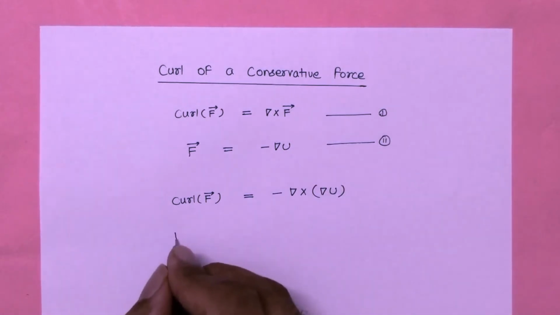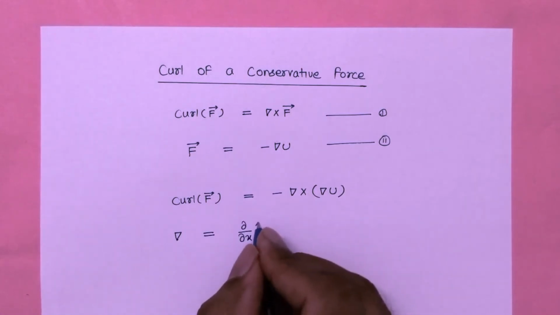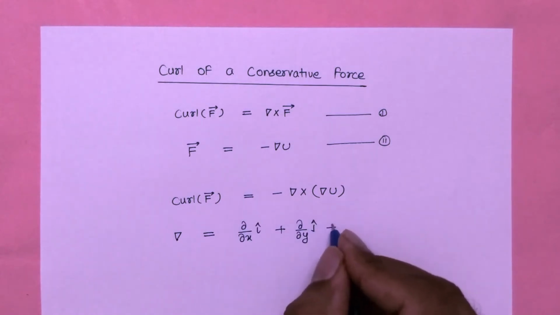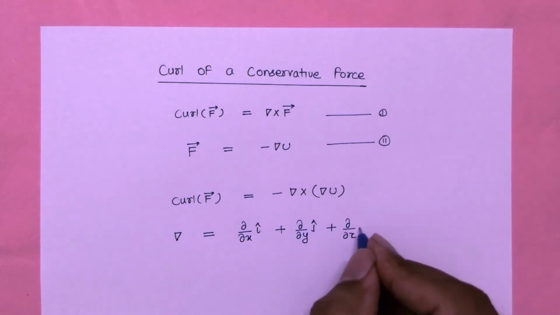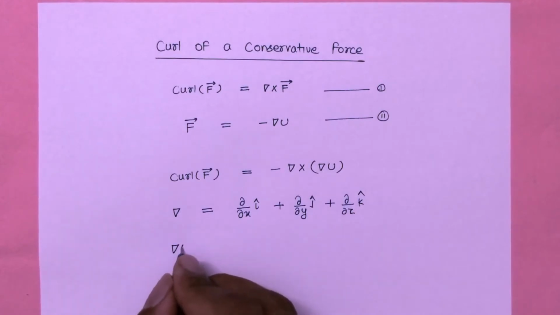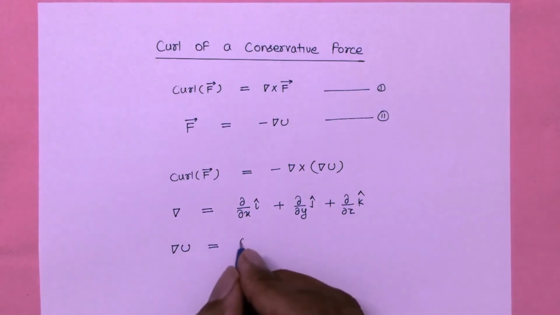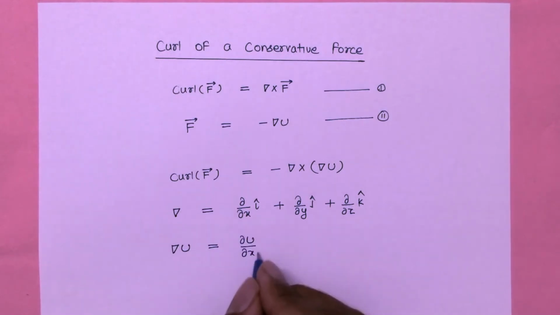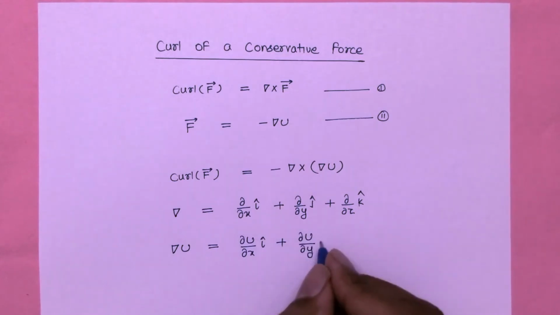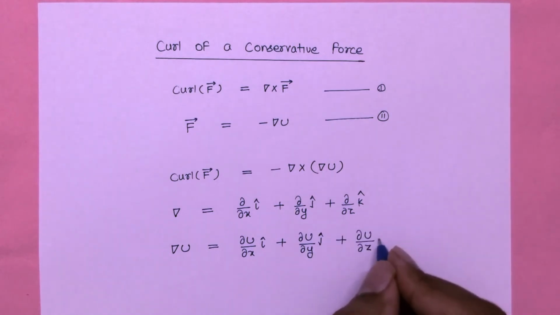Here we can see that two operators are operating. First one is the cross product and second is the dot product. Tension vector, we know that del is equal to partial over partial x i cap plus partial over partial y j cap plus partial over partial z k cap. Now del u will be equal to partial u over partial x i cap, partial u over partial y j cap, partial u over partial z k cap.